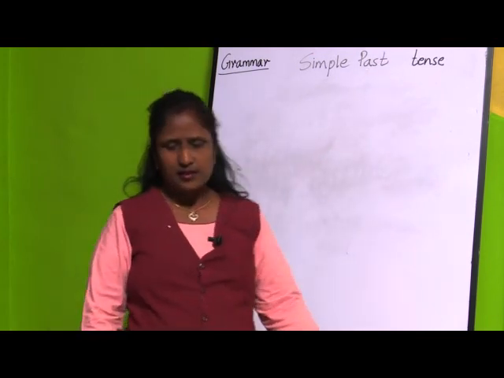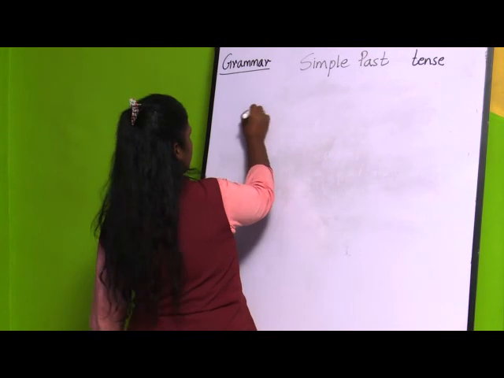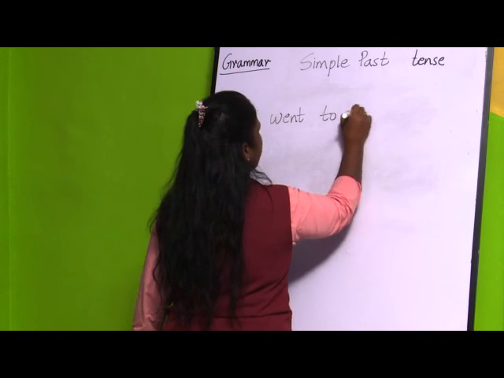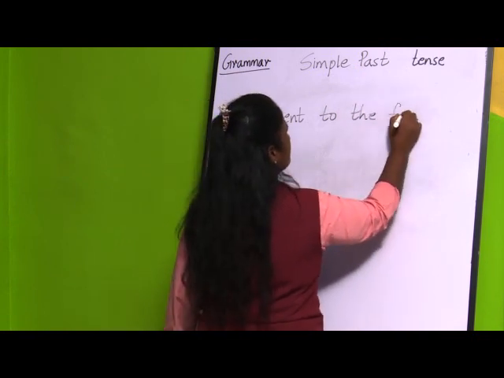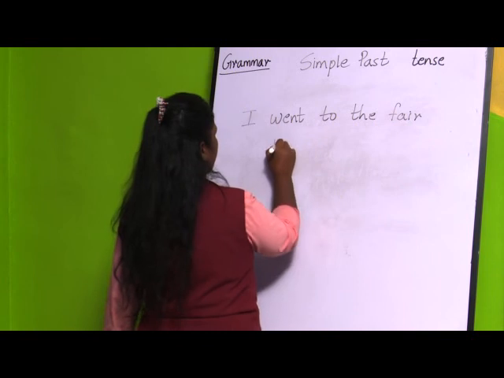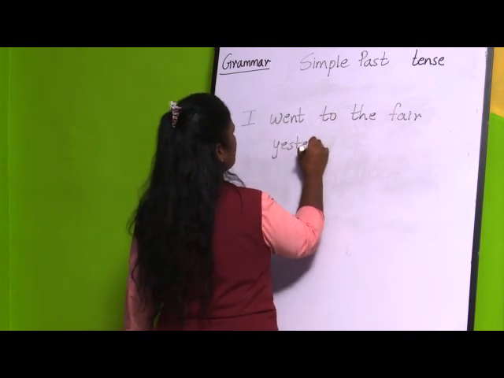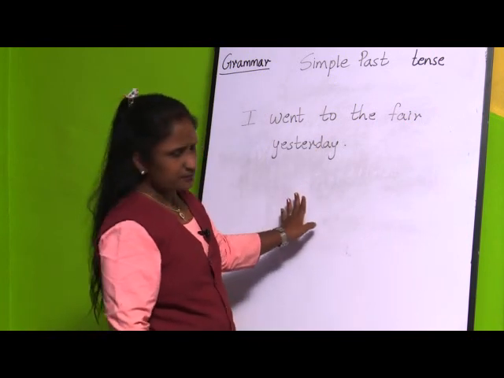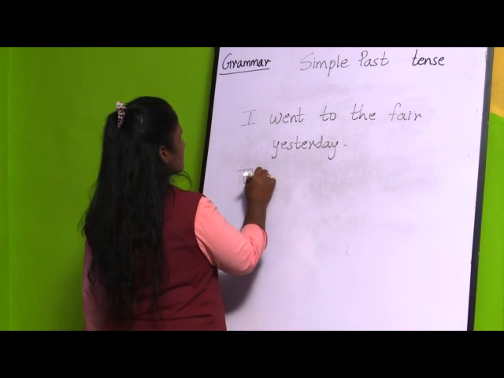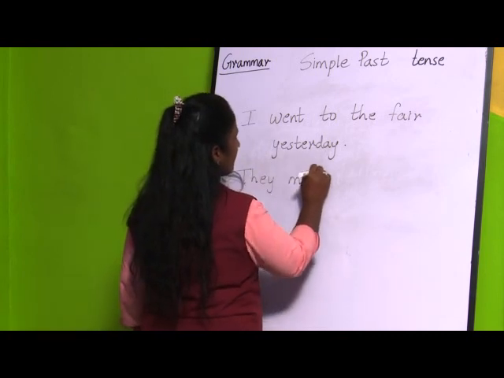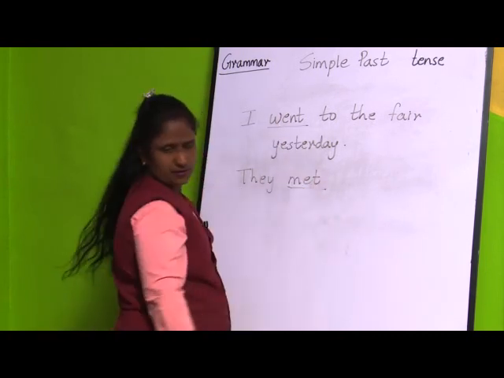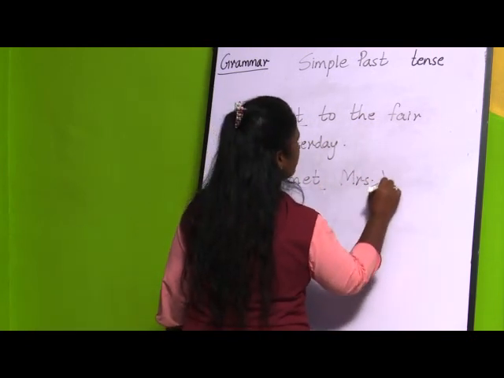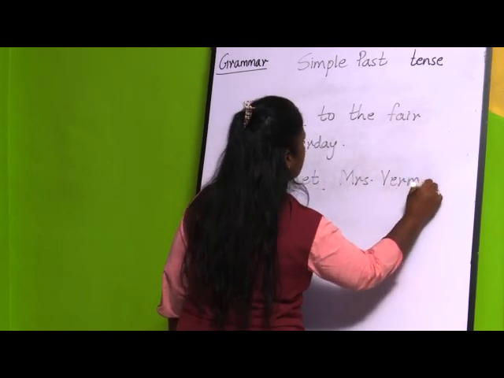Simple past tense. If I write one sentence: I went to the fair yesterday. Now, if you see, this sentence is there. One more sentence I will give: They met Mrs. Verma at the station.